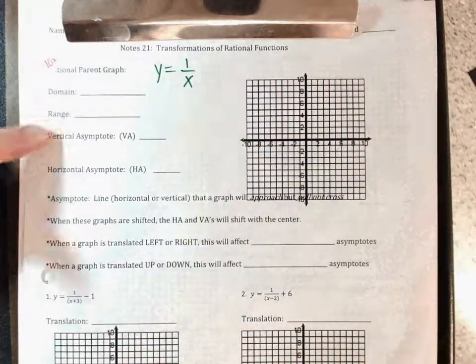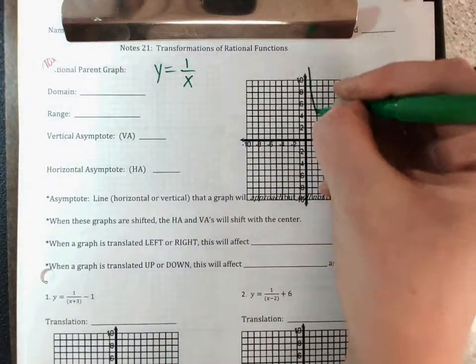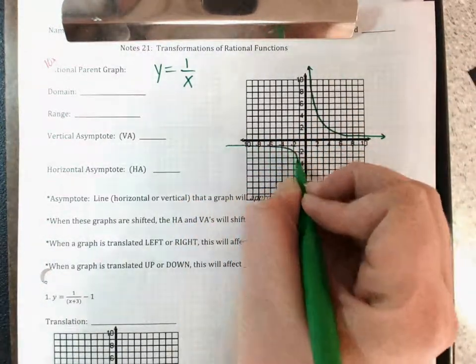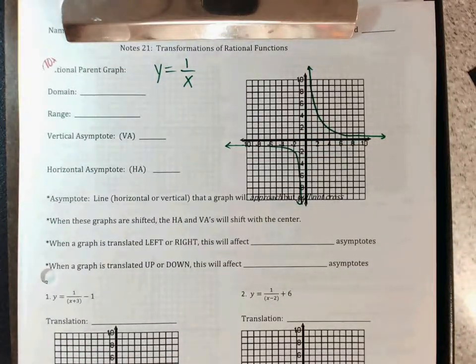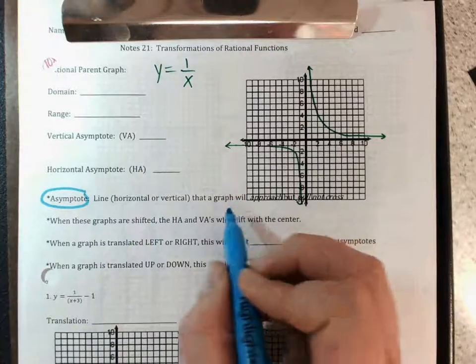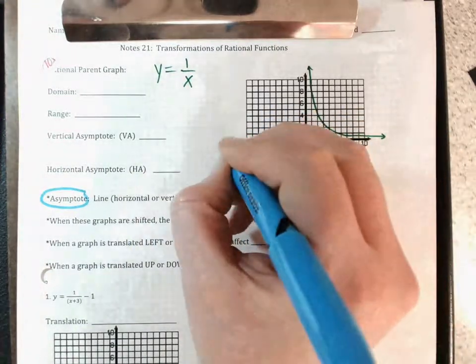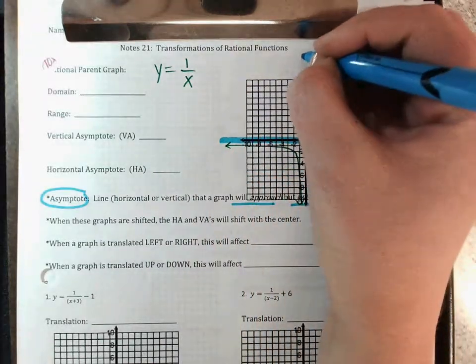And if you type this into your calculator, you're going to notice that your graph is here and it's here. So the reason that this graph has such a funny shape is that it has what's called a vertical asymptote and a horizontal asymptote. So in case you don't remember, an asymptote is a line that the graph will approach but not cross. So there's one asymptote here, and there's one asymptote here.